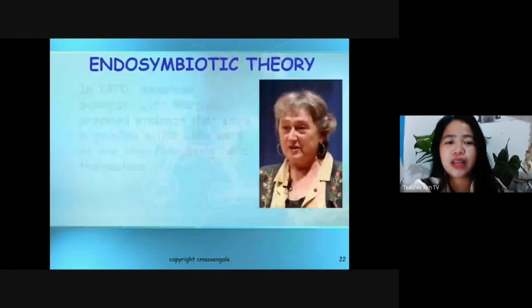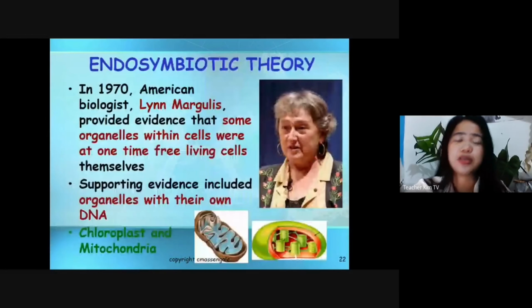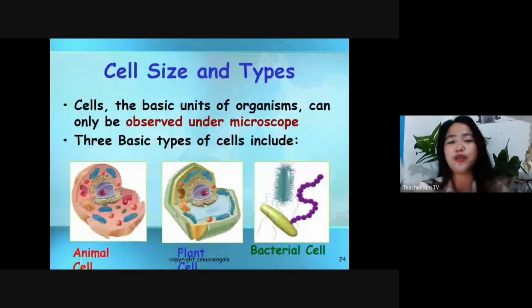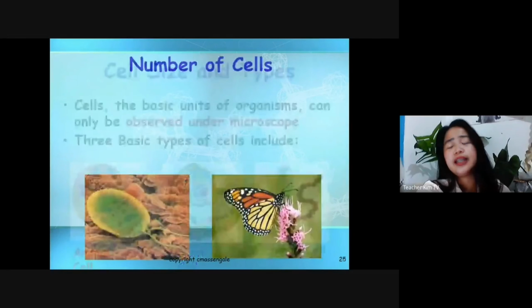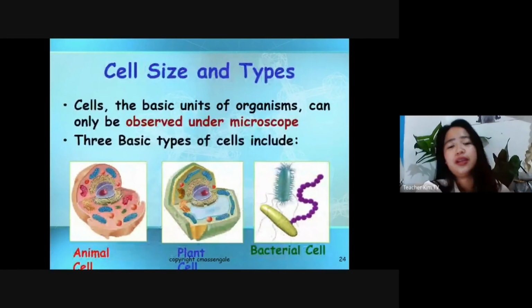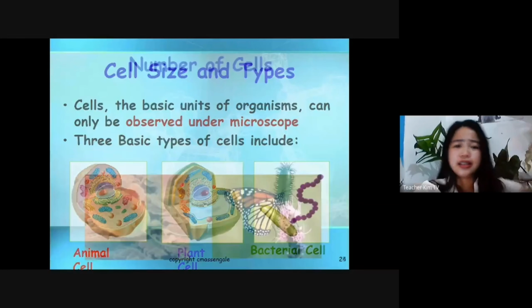Dito tayo sa cell size and type. So, cell, the basic unit of organism, can only be observed under microscope. Because there are 3 basic types of cell. Yung basic types na to, ayan, the animal cell, plant cell, and bacterial cell. Pero ang 2 main types lang yan is the prokaryotic cell and the eukaryotic cell. So, let's discuss that later on sa next discussion pa natin.